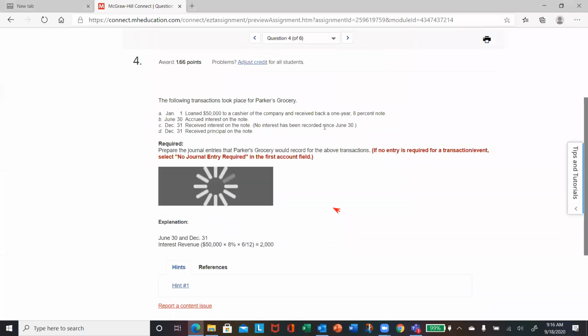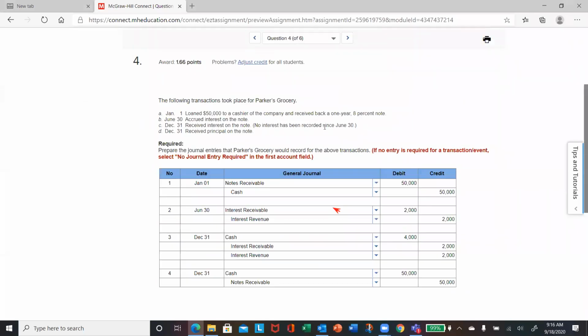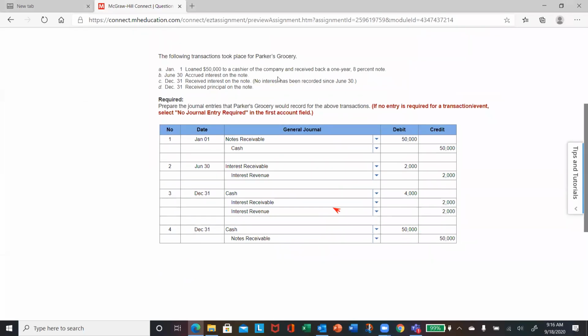Let's check out problem number 4. This is another notes receivable type of problem. So notice on part A, we loan $50,000. It's a 1-year, 8% note. So remember, it's a 1-year note. So you debit notes receivable, credit cash, that's $50,000.